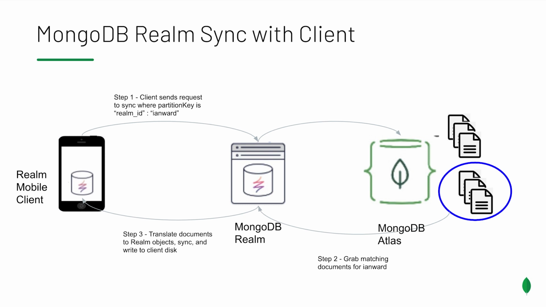So on the left here, the mobile device boots up, it sends to the sync server, it says, give me all documents where partition key value realm_ID equals Ian Ward. Right? And what happens there is the sync service receives that. It then translates that into a query that grabs the documents of MongoDB Atlas, transforms them into Realm objects, and then sends that data down to the client.